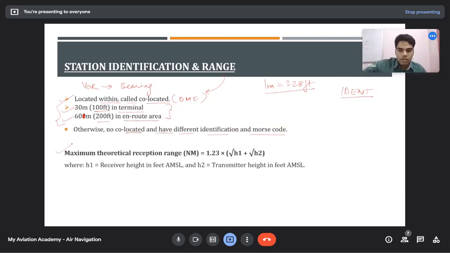This is the range, or the LOS, also known as line of sight. Answer always comes in nautical miles, guys. Please remember this.